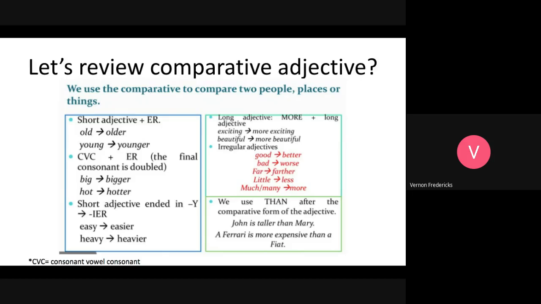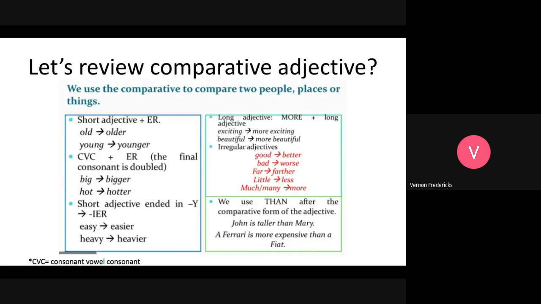Okay, the last point is we use than after the comparative form of the adjective. Remember, how do we write the comparative adjective? We have the subject plus verb be, comparative adjective and than. Yeah, it's not a comparative adjective if we don't have these things. So remember, we need to have than. It comes after the adjective. In some cases we don't have to write than if we know our subject and our object are the same, but we will get to that later.